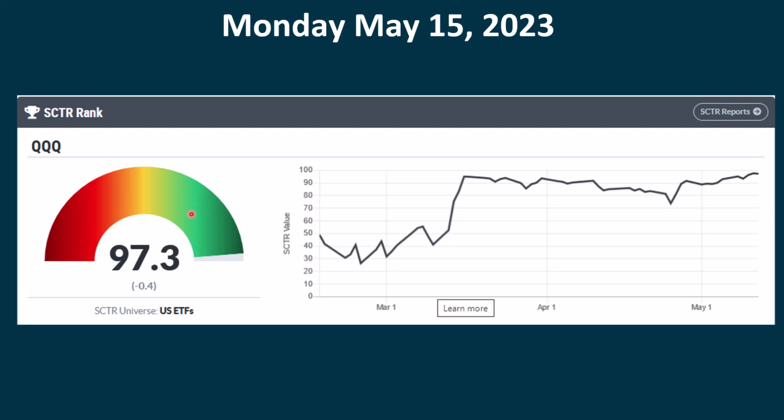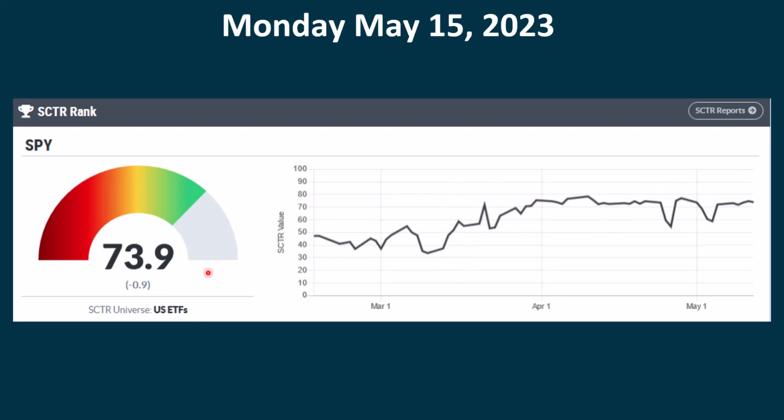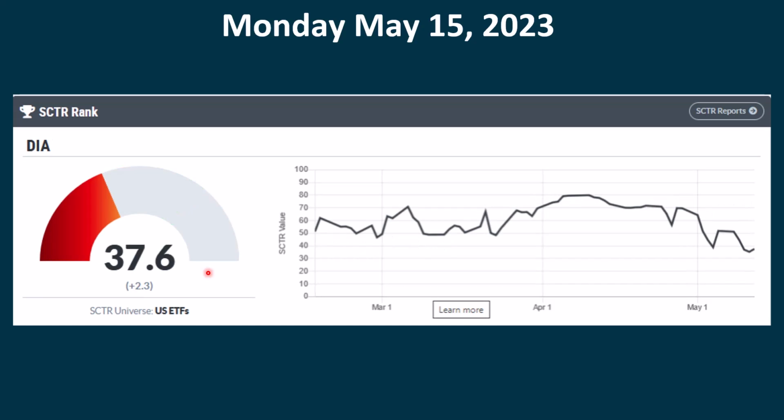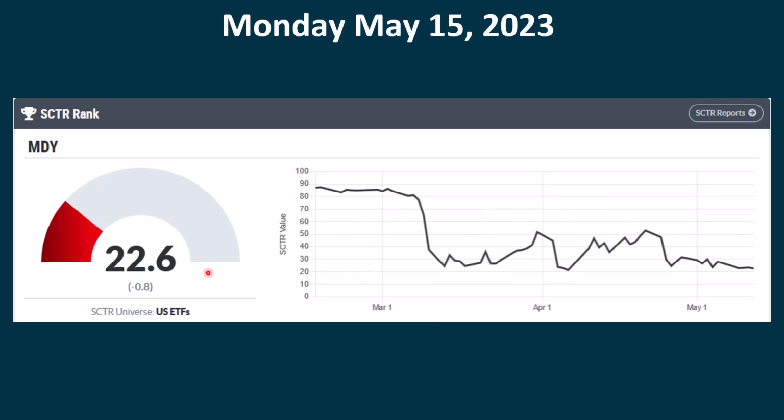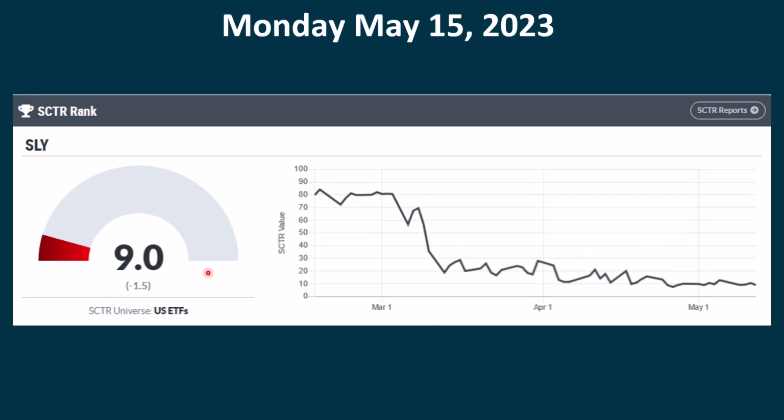Coming in first place right now is the Qs at 97.3. In second place is the S&P 500 at 73.9. In third place is the Dow at 37.6. In fourth place are the mid caps at 22.6. And then in last place are the small caps, and we've been seeing a lot of weakness in this area.